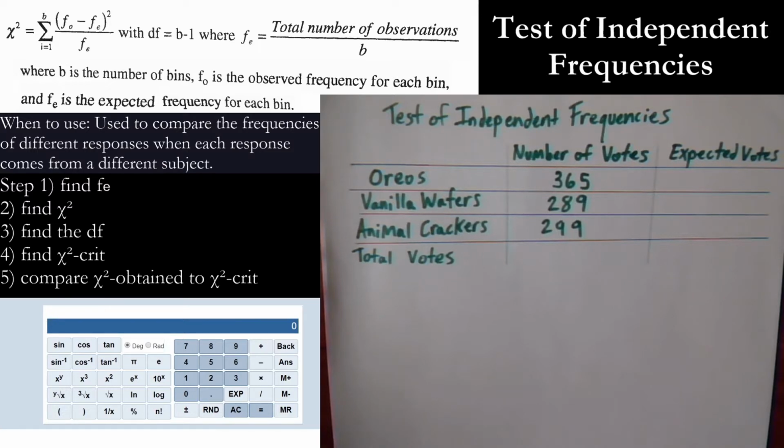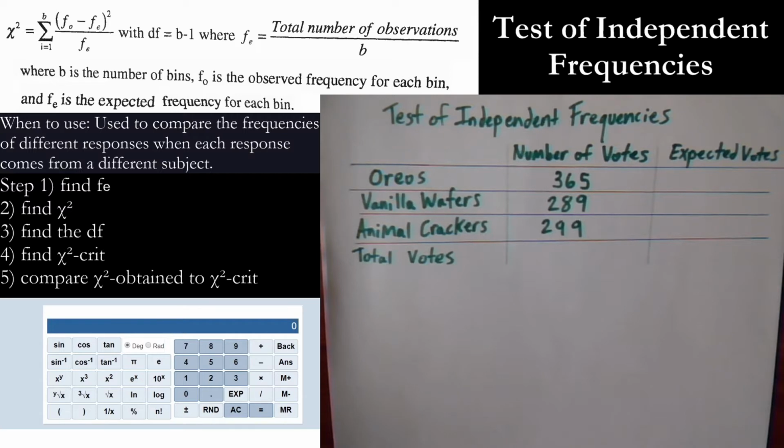In this example problem, we have just conducted a poll to see whether people prefer Oreos, vanilla wafers, or animal crackers. What we want to know is whether there is a difference in the number of people preferring the three types of cookie at an alpha level of 0.05.